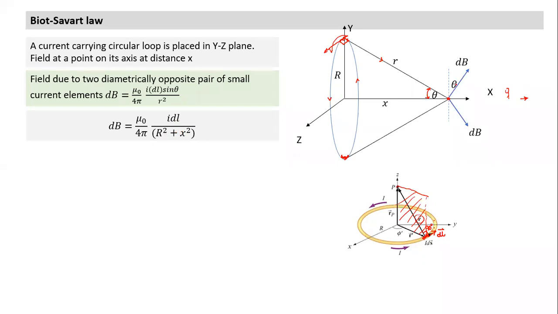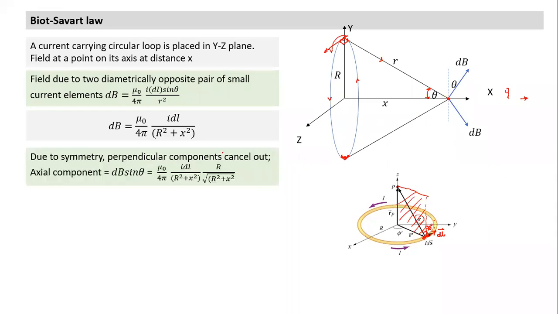What do we understand from here very easily? Which term will add up? The vertical components will cancel out, or the cos theta components will cancel out, and the axial component will add up. So due to symmetry, the perpendicular components cancel out. The axial component, which is dB sin theta, will add up.